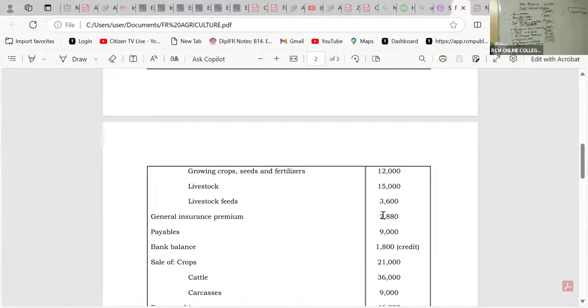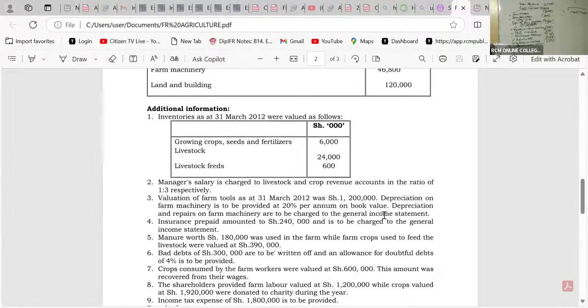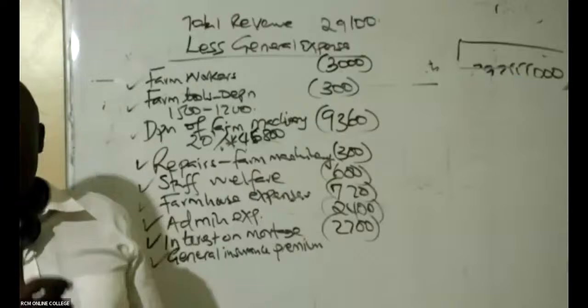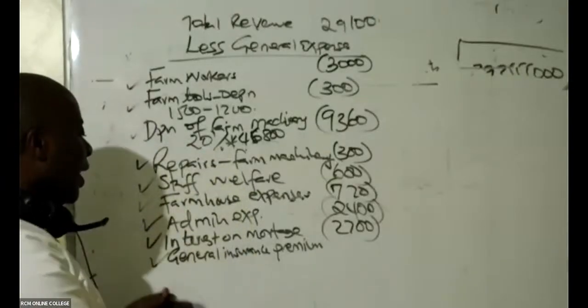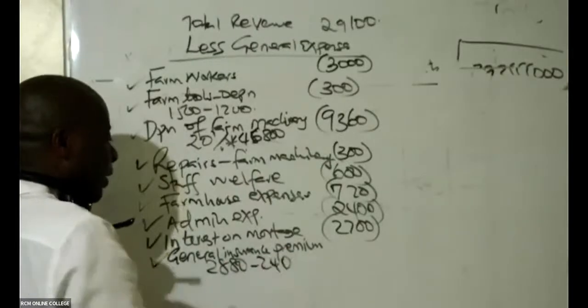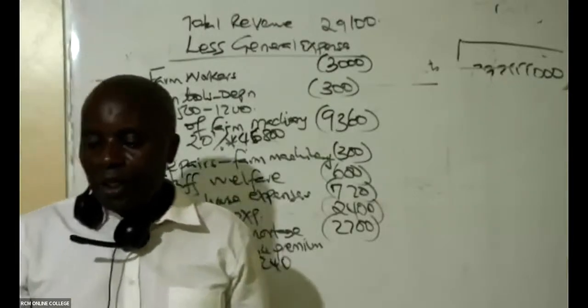But out of this amount which is in the trial balance, there is a prepayment. Look at note number 4. Please write note number 4 there for your revision. That the insurance prepaid amounted to 240 and it is to be charged to the general income statement. So it means that this 2880 figure has that 240. Is it 2400 or 240? It is 240.